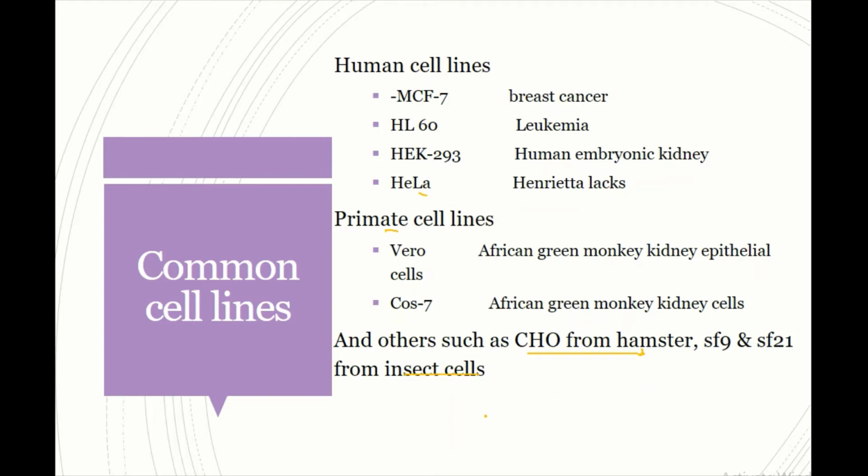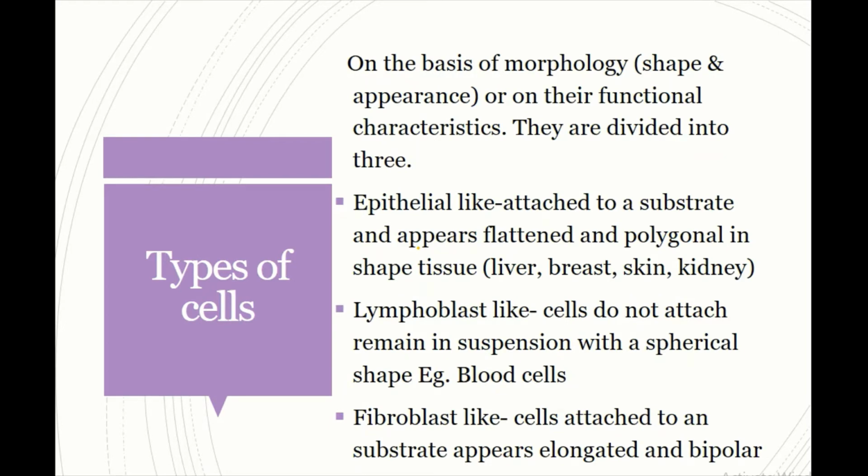We have different types of cells based on their shape, their appearance, and functional characteristics. We have epithelial-like cells that attach to a substrate and appear flattened and polygonal, for example those from liver tissue, skin, and kidneys. Lymphoblast-like cells usually do not attach, they remain in suspension, and they conform to a spherical shape like blood cells. And we have fibroblast-like cells that attach to a substrate and usually appear elongated and bipolar.